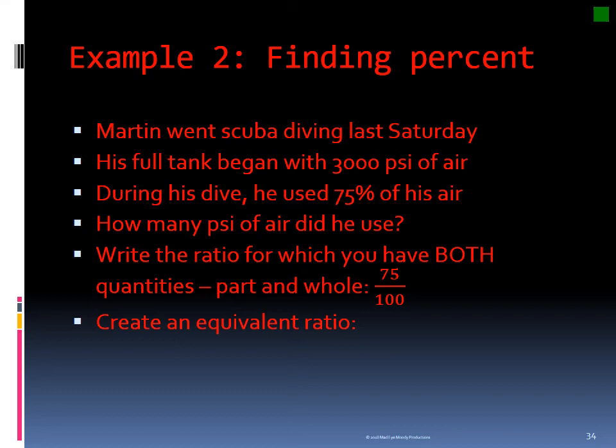Well, how do I get from 100 to 3,000? I'm definitely multiplying, and I'm going to multiply by 30. So if I do 100 30 times, I get 3,000. If I do 75 30 times, I get 2,250. Therefore, Martin used 2,250 psi of air on his dive because 2,250 is 75% of 3,000.